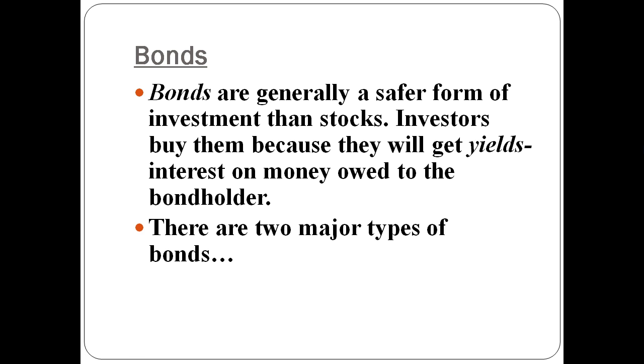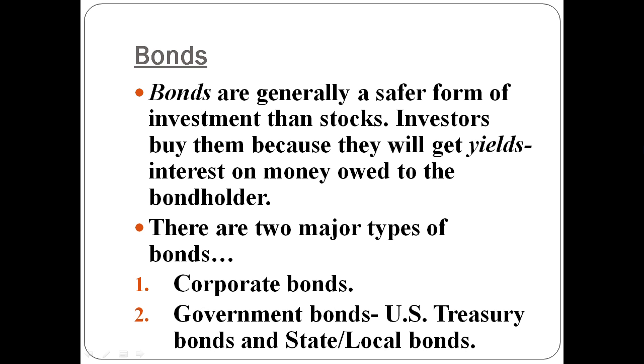Now there are two major types of bonds. First one is a corporate bond, which is basically you're loaning money to a corporation. You're buying a corporation's debt. Then you have government bonds, where you're loaning money to the U.S. government, where you're buying the U.S. government's debt. So that would be U.S. Treasury bonds, state and local bonds. Those state and local bonds have lots of tax advantages, so lots of people like those.